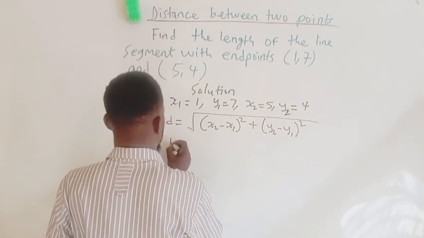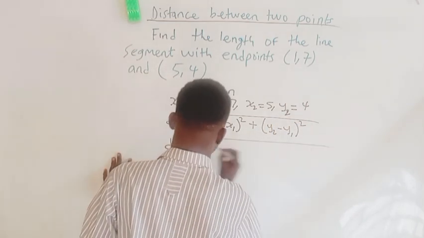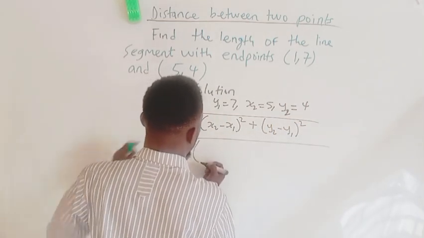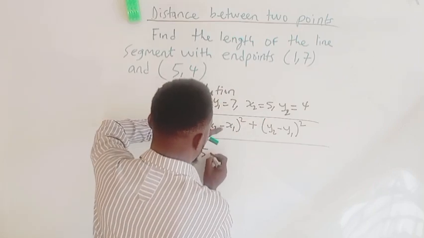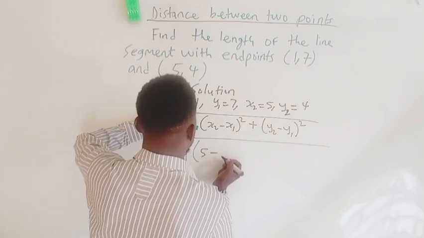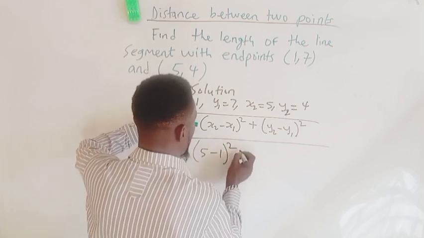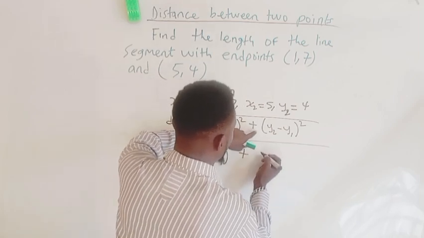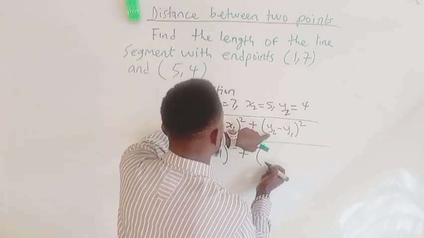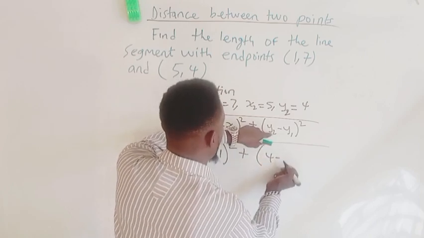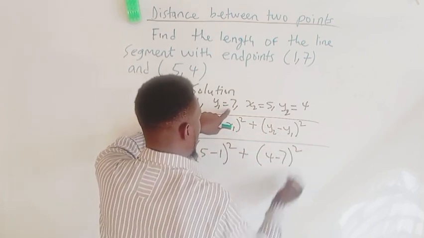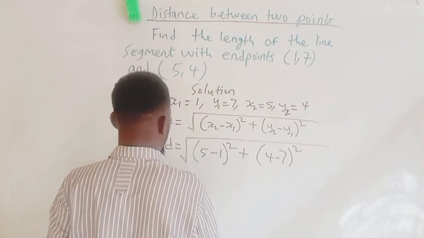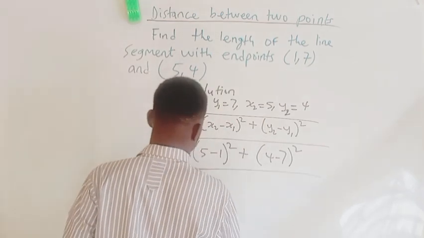Okay, so our d is equal to, we still write our square root. Our x2 is 5, this minus our x1 which is 1, all squared, plus our y2 which is 4 minus our y1 which is 7, all squared. Okay, so d is equal to, we still put our square root.